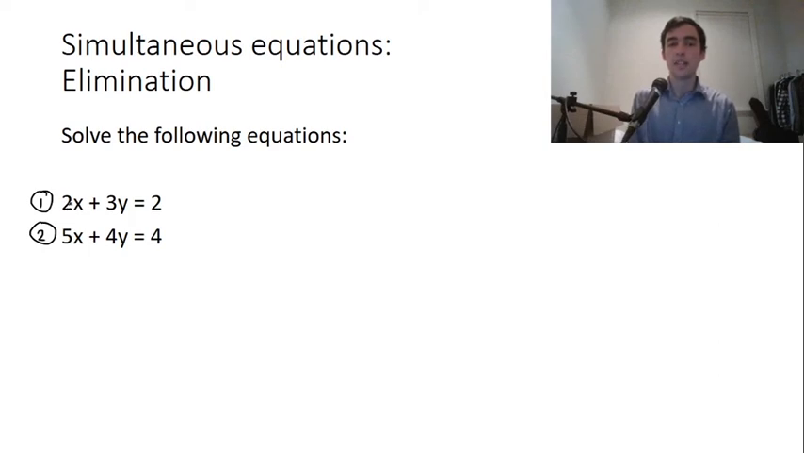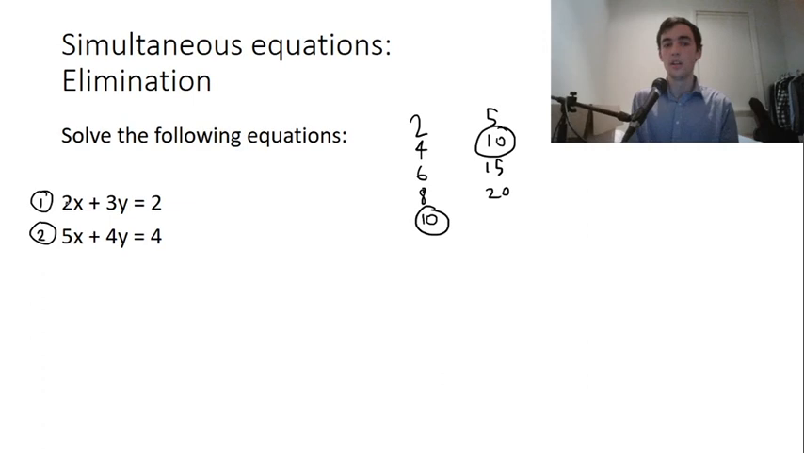And I can't multiply 2 by anything to get to 5. So I actually have to find a common multiple of 2 and 5. I have to find a number that's on the times tables of both 2 and 5 so that I can make the coefficients that number. Hopefully you can see that the number has to be 10. So I need to multiply everything in this equation by something that's going to get me 10 over here.